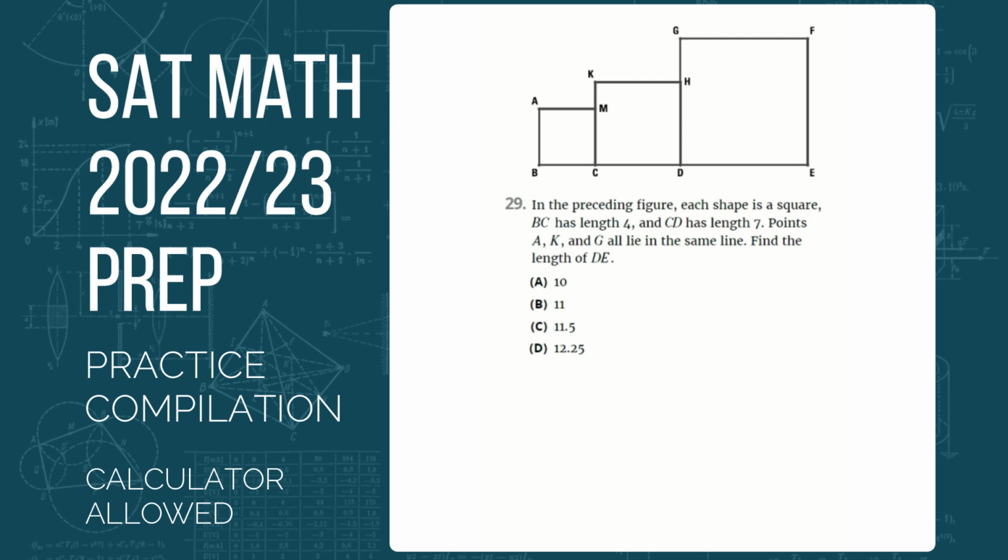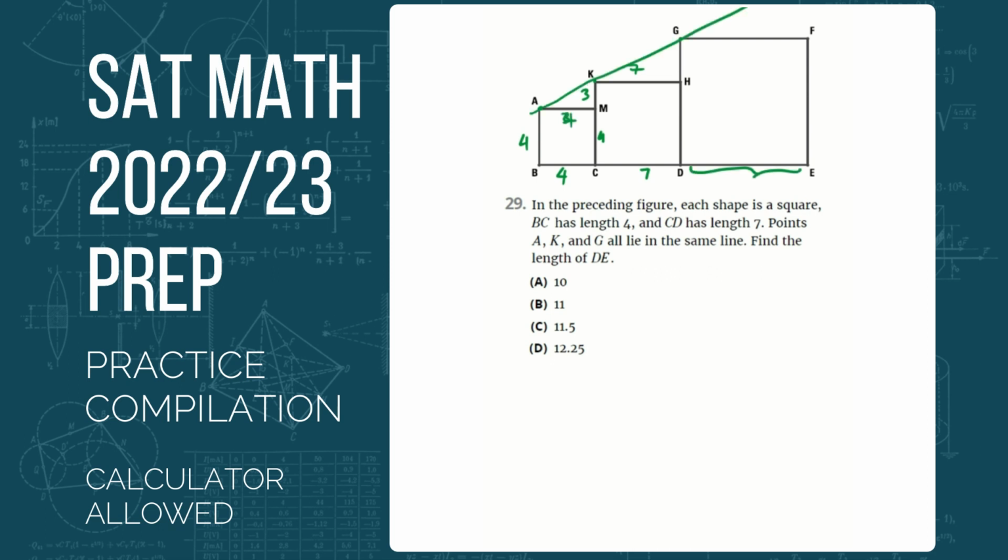In the preceding figure, each shape is a square. BC has a length of 4. CD has a length of 7. So this will be 4, this will be 3, this will be 7. And the points A, K, and G all lie on the same line. Find the length of DE.